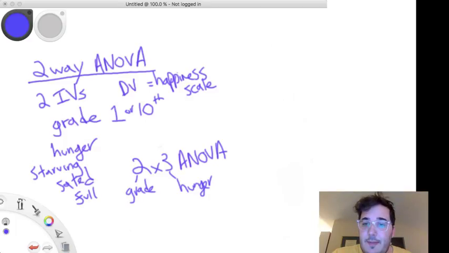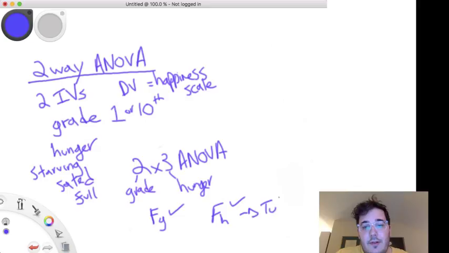So the question that comes up is Tukey only if there's 3 or more levels. But if there's not 3 or more levels, I just find the significant differences based on which F's are accepted or rejected. Yeah, so if they were both significant, you do an F for grade and an F for hunger. If you reject the null for both, you would want to do a Tukey for hunger because it has 3 levels. For grade, you don't need to do Tukey because it only has 2 levels. If hunger was not significant, then you don't have to do Tukey.